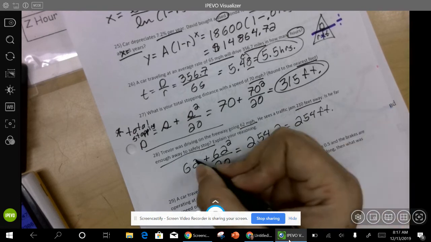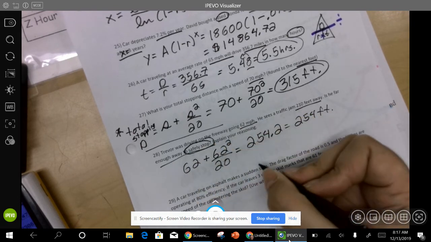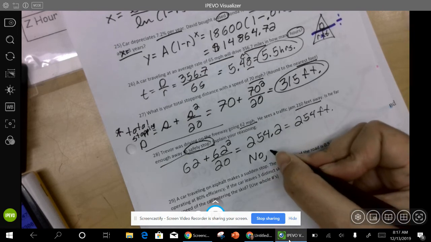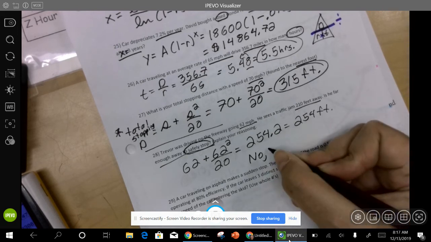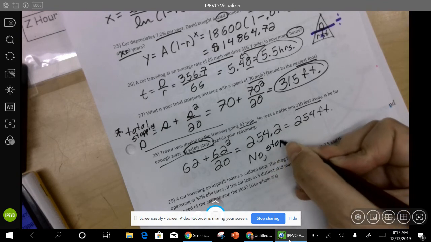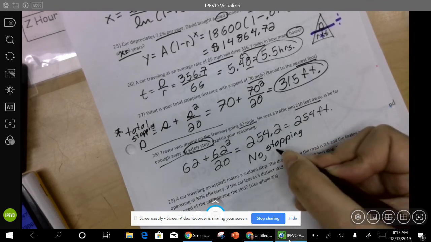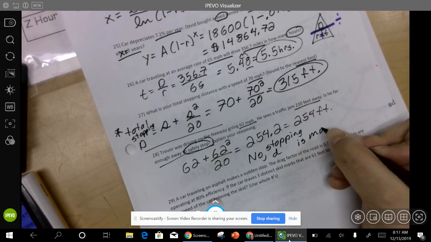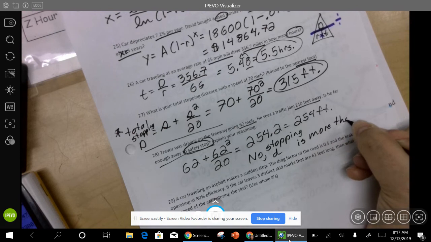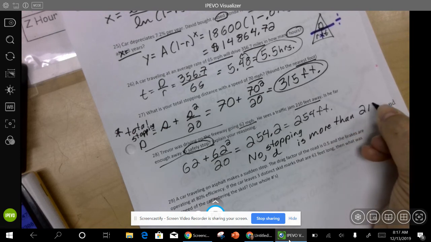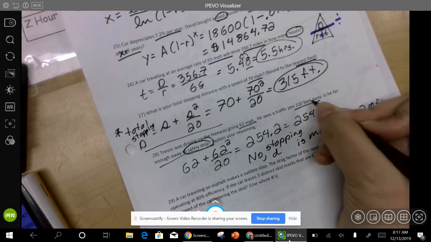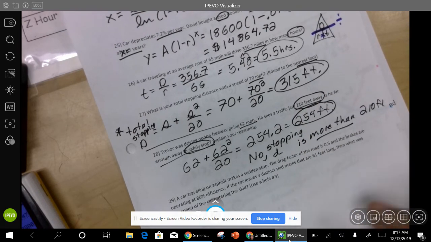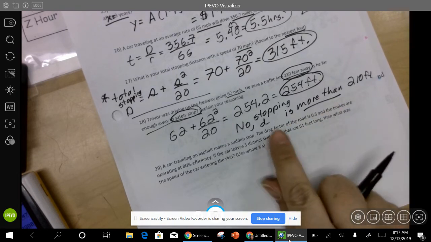Okay, is he far enough away to safely stop? The answer would be no. Okay, his stopping distance, okay, is more than 210 feet. Okay, it's more. If it was less, it would be yes.